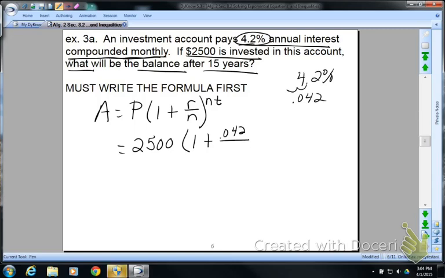Compounded monthly. So that's every month. How many months are in a year? 12. So my N is 12, to the 12 times 15.